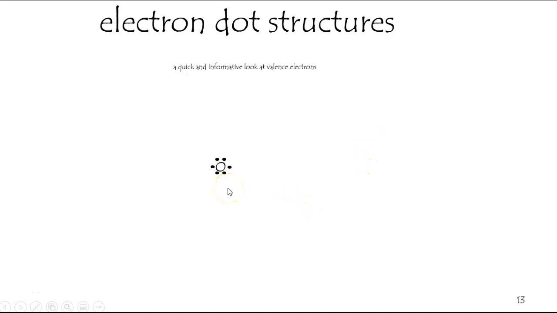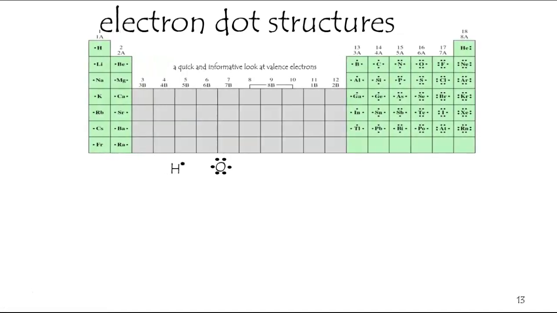Here's oxygen. It has 6 valence electrons. This does not look stable to me. I see an extra electron needed there and an extra electron needed there. All atoms tend to want to obtain noble gas configurations. It needs 2 more. Hopefully you can see that this is a quick and informative look at valence electrons and the chemical reactivity of anything.